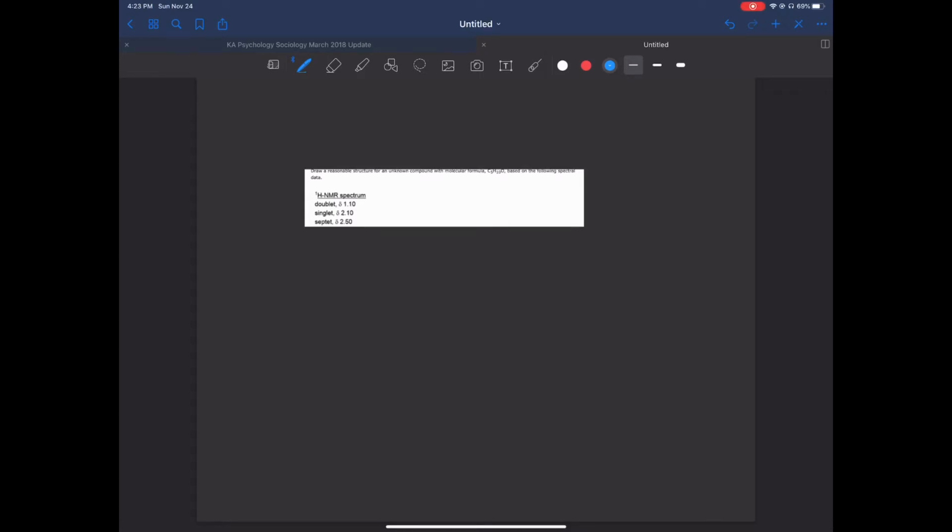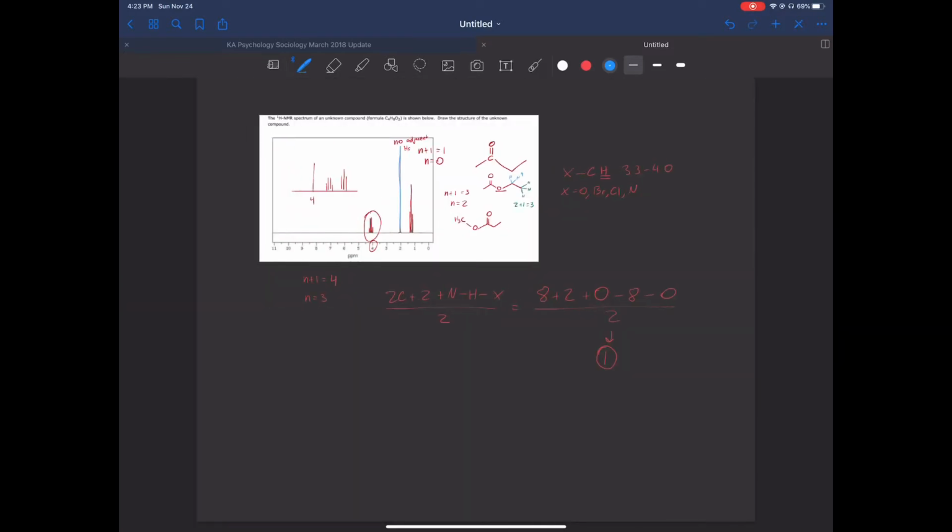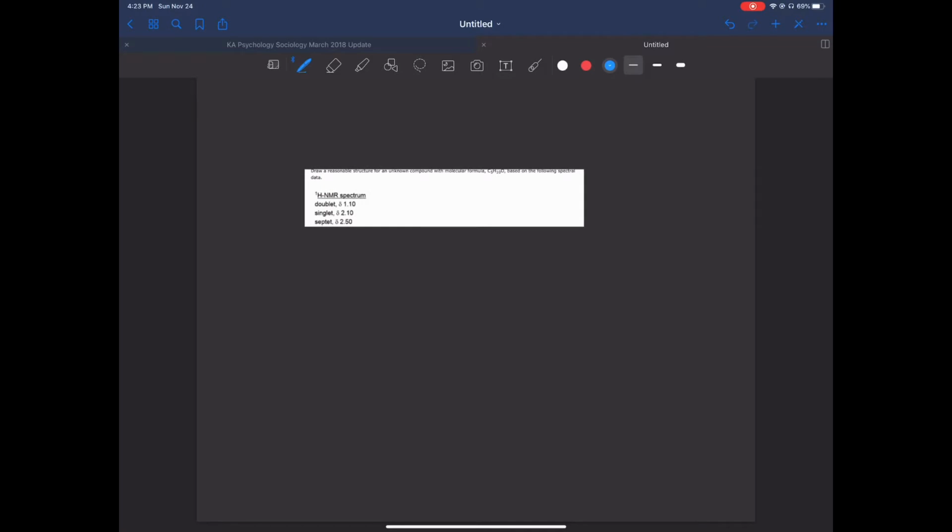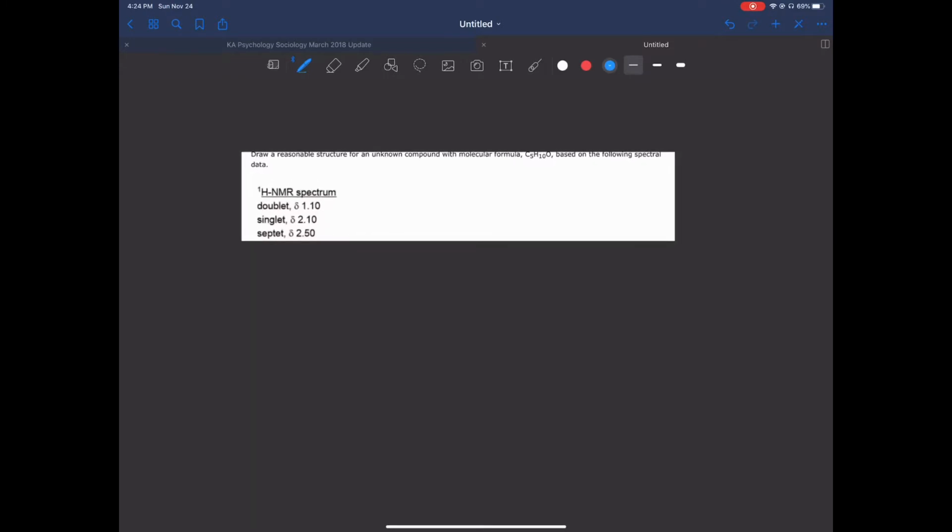Alright guys, welcome back. So in the previous video we talked about HNMR and we did an HNMR example right here, of how we make the structure given the HNMR. So before I actually go on to an example showing HNMR and CNMR together, I'm going to just go through this problem really quickly. It is a good practice. So let's just go through this one.